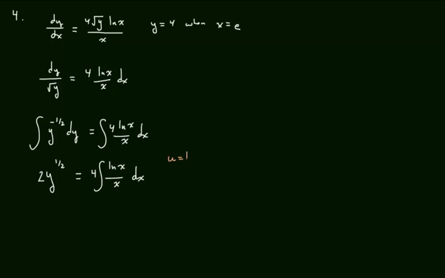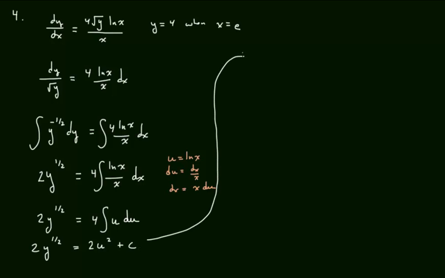It requires a u substitution. If I let u equal the natural log of x, then du is 1 over x dx, and then dx is x times du, which yields this integral. Alright, so we have 2y to the 1/2 equals 4 u squared over 2, which reduces to 2u squared plus c. So let's come on over here, and we have 2y to the 1/2 equals 2. I'll back sub in for x now.